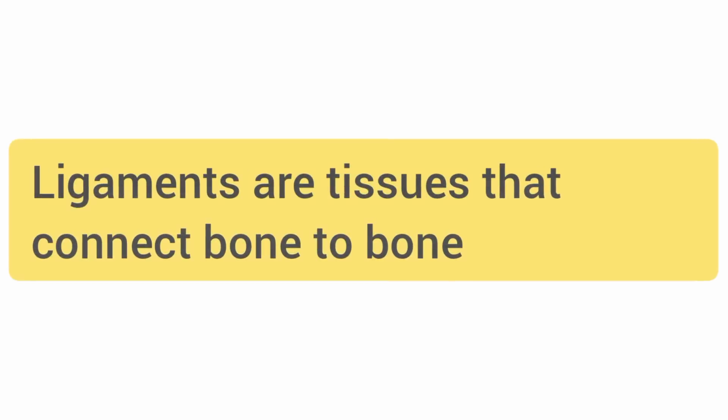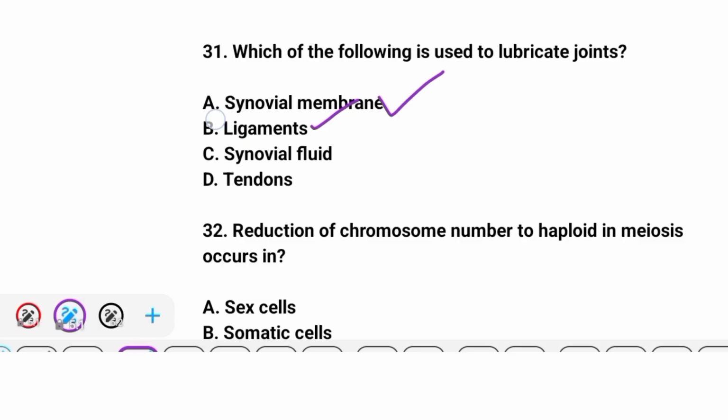Now, ligaments are tissues that connect bone to bone. So it has nothing to do with lubricating the joints. Next one is synovial fluid. Synovial fluid is a thick lubricating fluid that helps to lubricate the joints, and it is released by the synovial membrane. So its function is to lubricate the joints. The next one is tendon. Tendons are actually tissues that connect muscle to bone. So the answer is synovial fluid. Okay, synovial fluid is the answer.